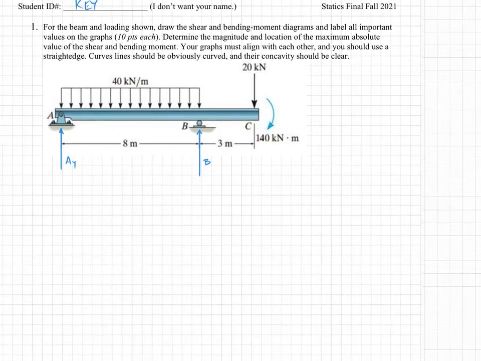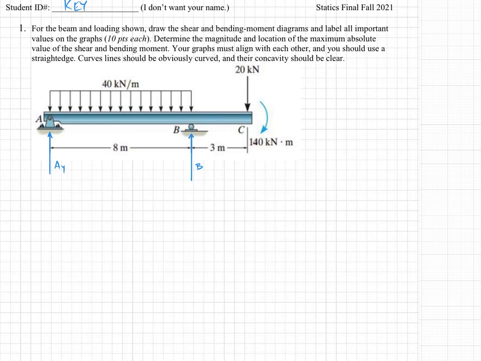Okay, so let's imagine this force right here, this 40 kilonewtons per meter, at least for now, as 40 kilonewtons per meter over 8 meters. So we're going to imagine it as 320 kilonewtons acting 4 meters from A. So that's going to be 4 meters right there. And we'll work with that to solve for our reactions.